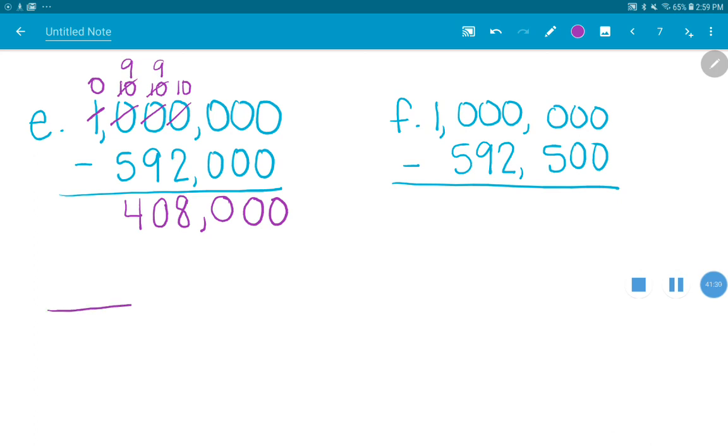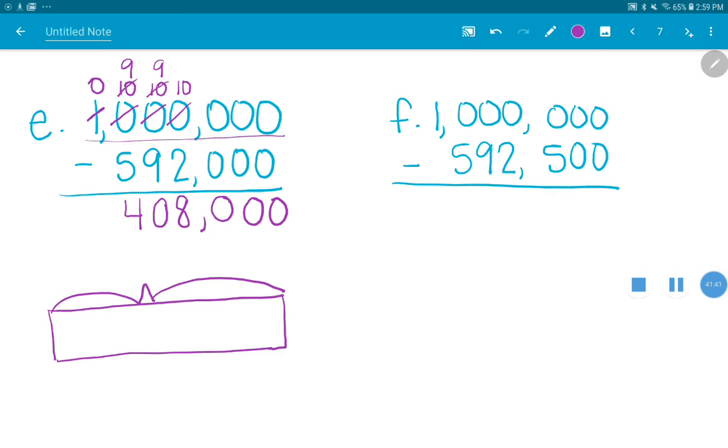Let's think about this as a tape diagram. That kind of helps us to see the parts in the whole. What's the whole amount that we started with? 1 million, yeah. So we had 1 million. We knew part of that 1 million was 592,000. The other part was 408,000. After we solved, we found that.